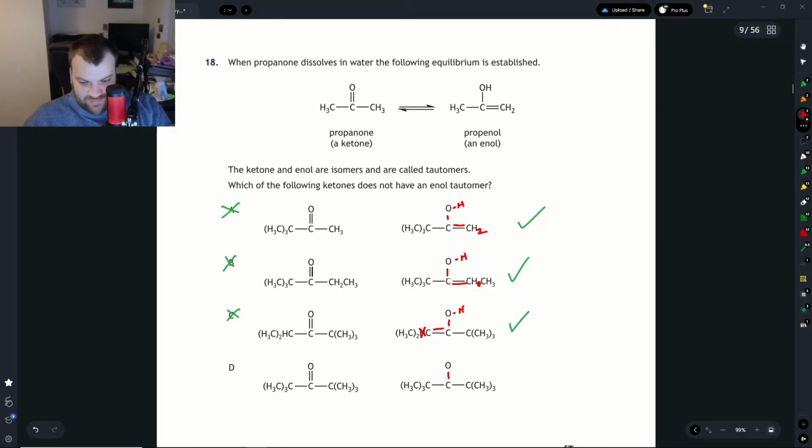So when I want to move a hydrogen over to there, I cannot put it on either side because there's no hydrogens here or here. That one does not have one of the enol tautomers. That means that is going to be our answer. Which one does not? Which is rather unhelpful.